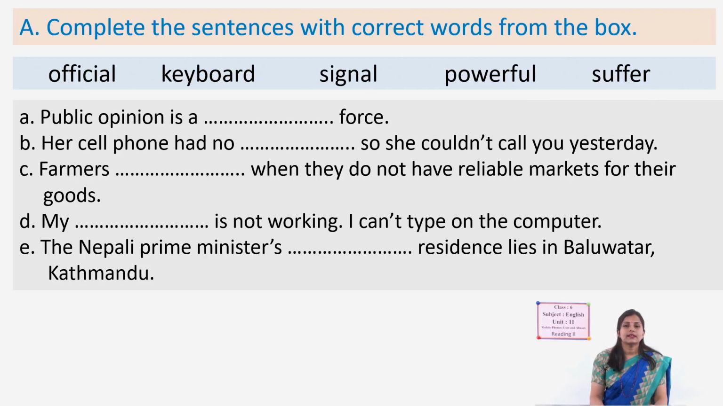Complete the sentences with correct words from the box. You see the words are given there: official, keyboard, signal, powerful, suffer. So you have to complete these sentences using those words. Can you do that? Do it. Please do it.